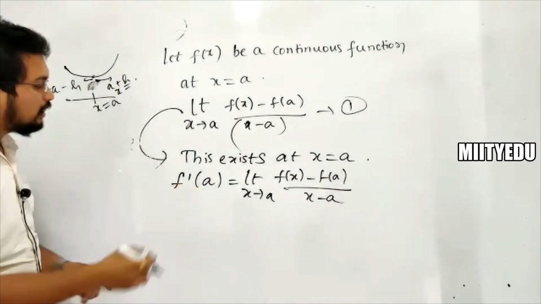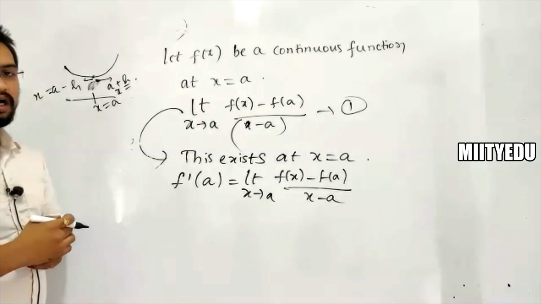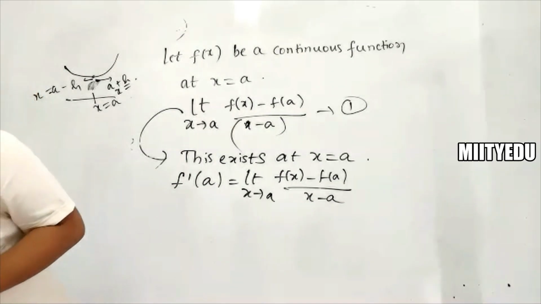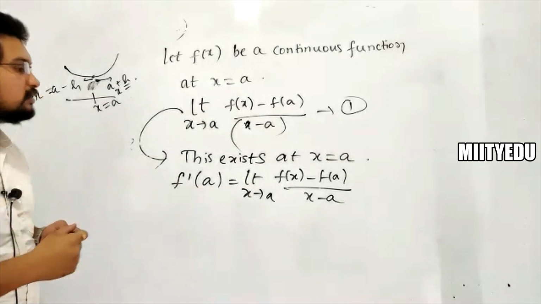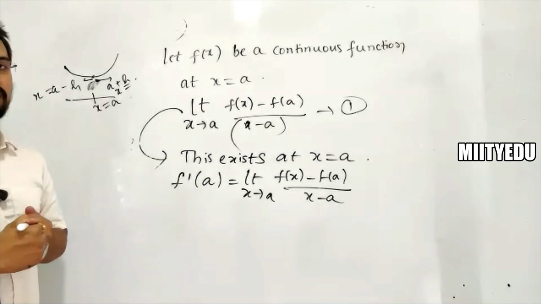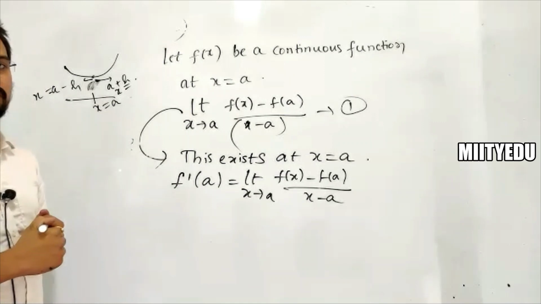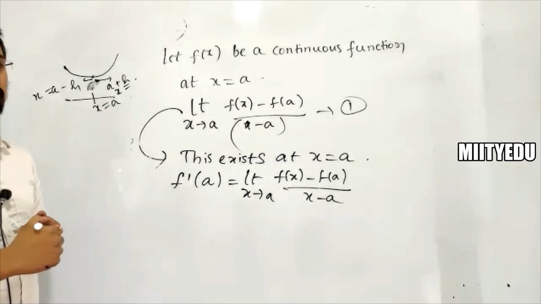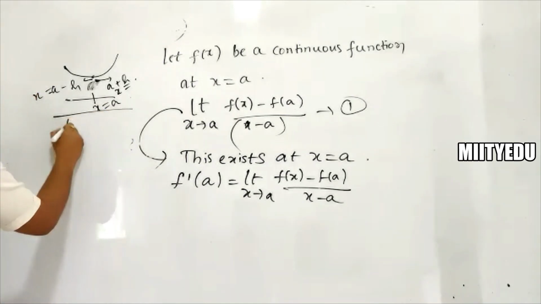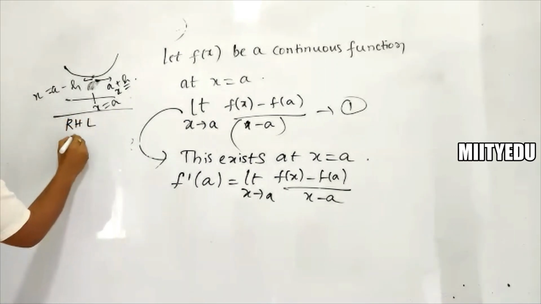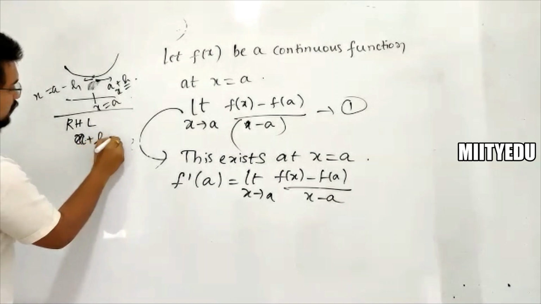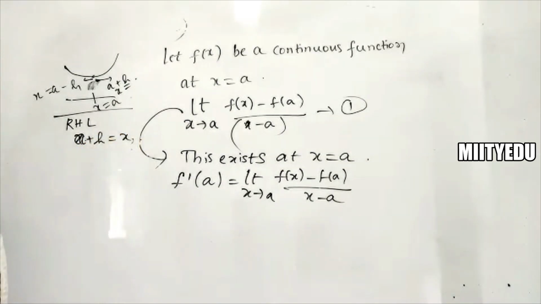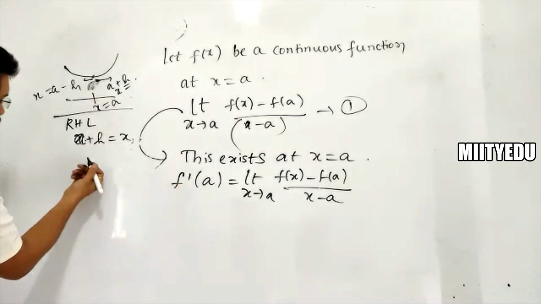Right? Now, what about this point? If this is existing, this is termed as f dash a. If this is existing, this f dash a is termed as limit x tends to a of f of x minus f of a by x minus a, if this is existing. Now, how to proceed? Let's say on the right hand part, what if I write a plus h is nothing but x, right?